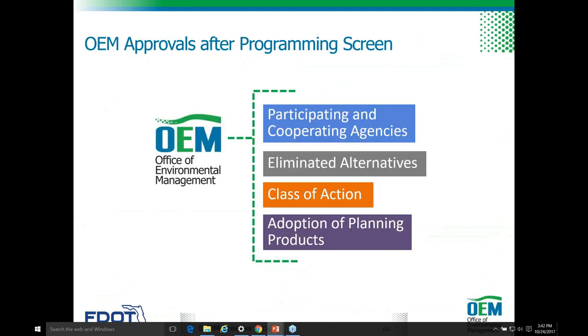After the programming screen, the district will use the environmental screening tool to make recommendations, and OEM staff will review and provide approval for the following items: the participating and cooperating agencies, the eliminated alternatives, the class of action, and the adoption of planning products.